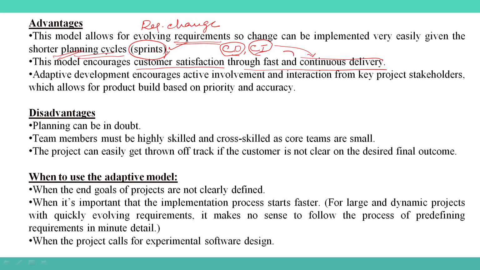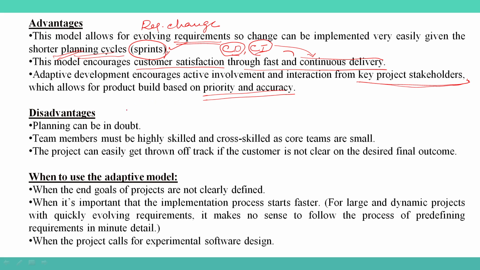Adaptive development encourages active involvement and direction from the key project holders. In the sense, users are involved in your development, and the product is built based on priority and accuracy. So once the users are in, you can have high priorities, priorities can be fixed, and based on that your product can be delivered accurately.